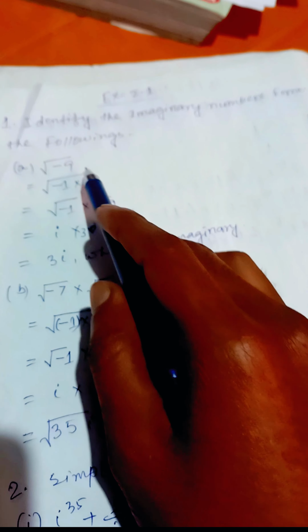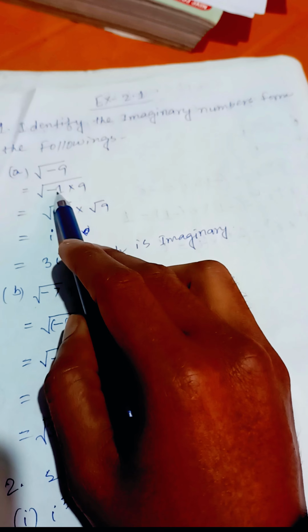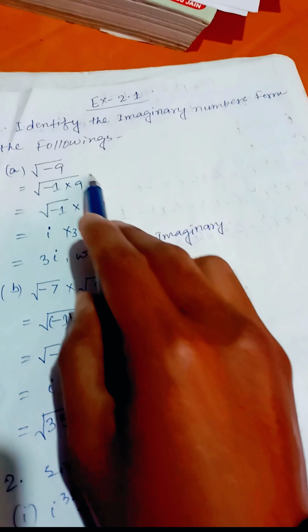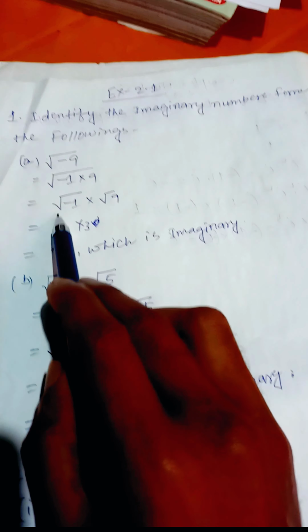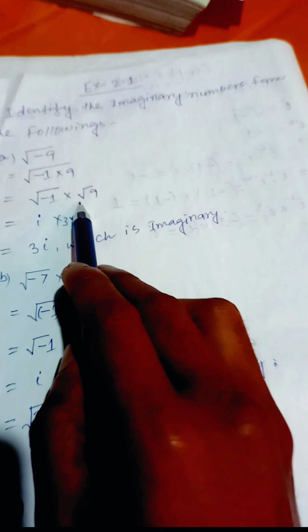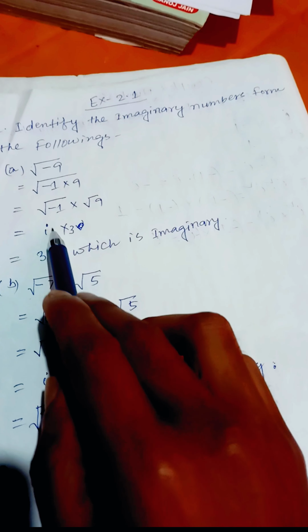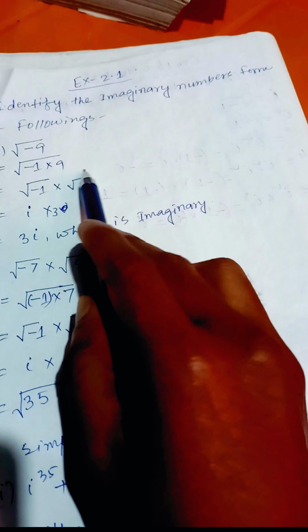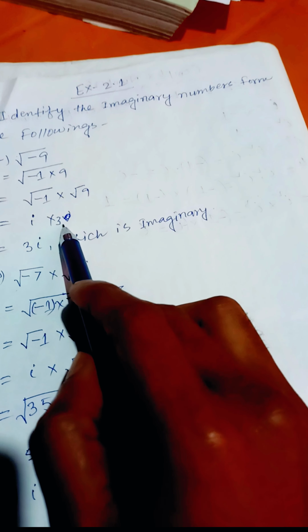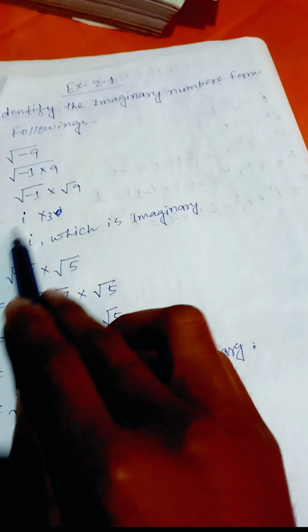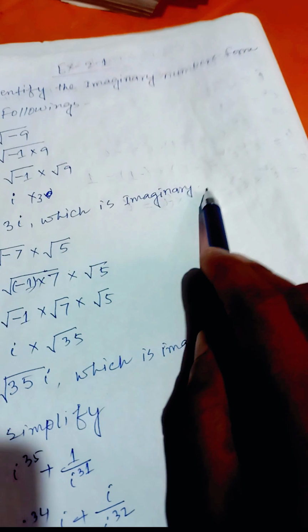If I break minus 9, it is minus 1 into 9. Now separate both: under root minus 1 into under root 9. The value of under root minus 1 is iota and under root 9 is 3. So 3 into iota is 3 iota. This is an imaginary number.